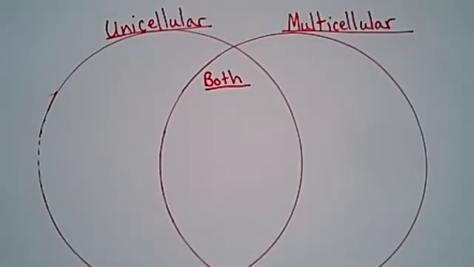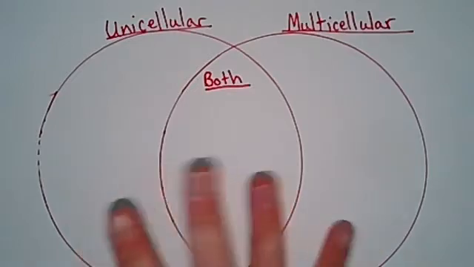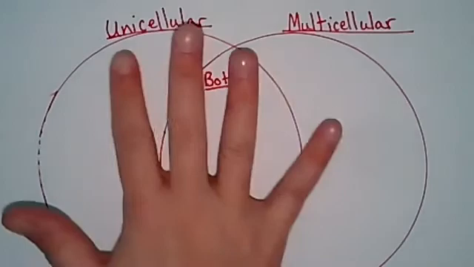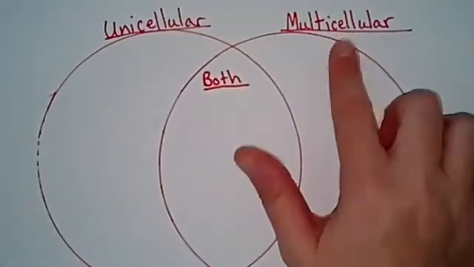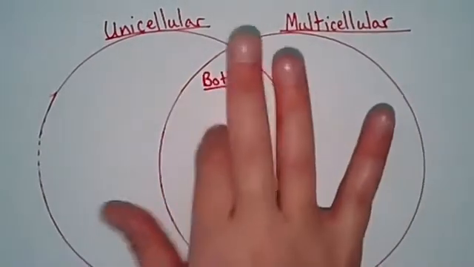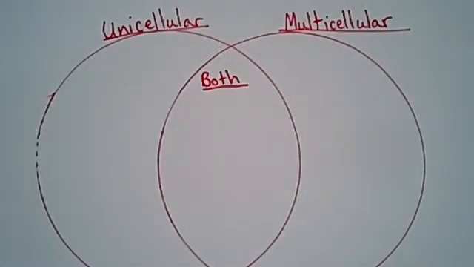Okay, today you're going to be making a Venn diagram. Venn diagrams compare and contrast two different things. Okay, so we are going to be comparing and contrasting unicellular organisms to multicellular organisms. And then in the middle here, we're going to put the things that they have in common. All right, here we go.